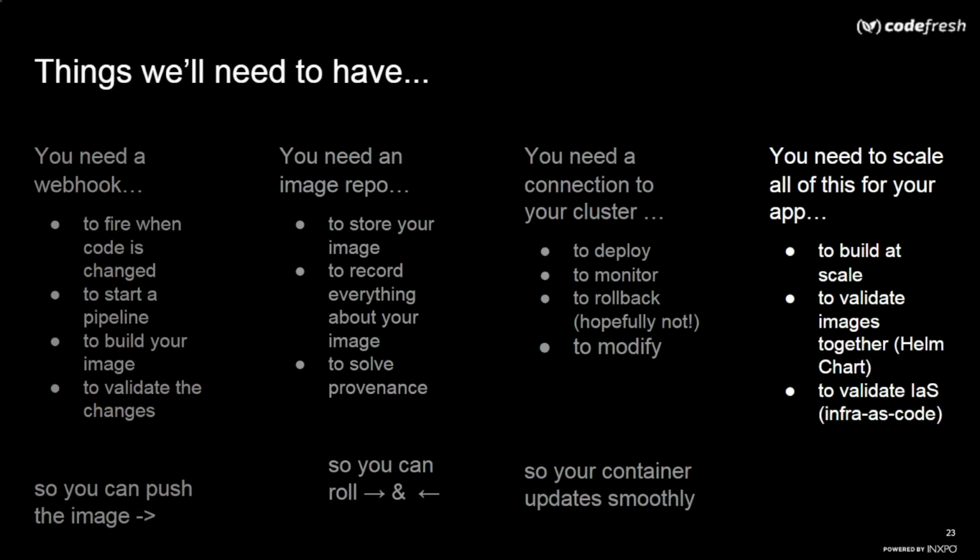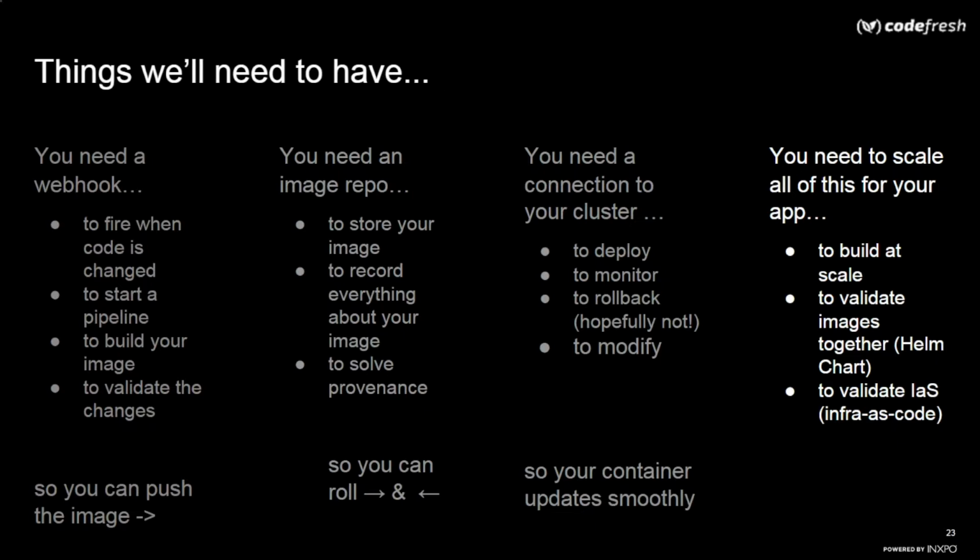Remember, we started off with a webhook that was fired to build an image so that we could validate it. Then we could push it into our image repository so that we can have visibility into this thing. We can roll forwards and backwards, and then we could actually get it onto our cluster. And now we need to do it for lots of things.